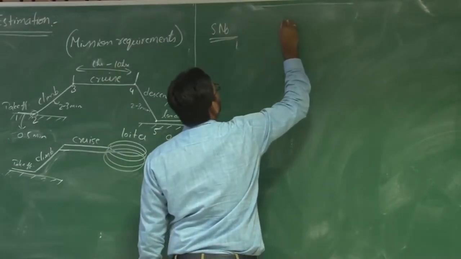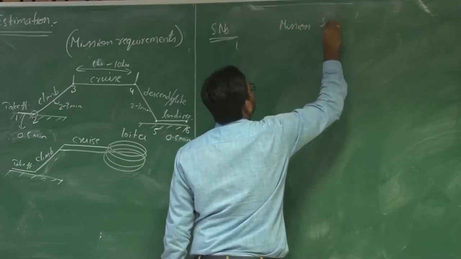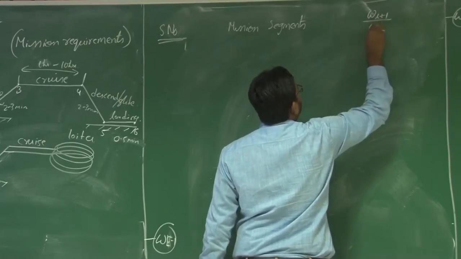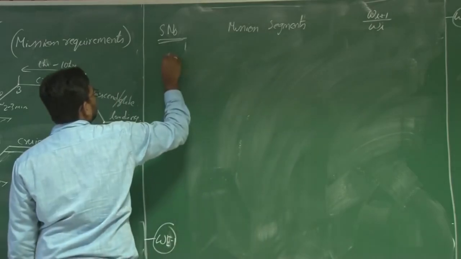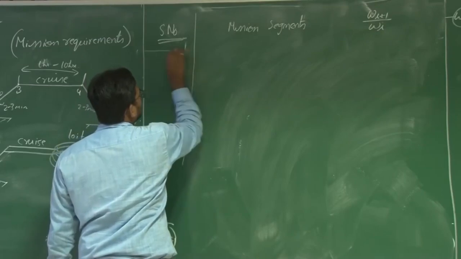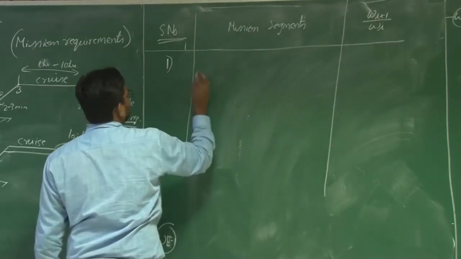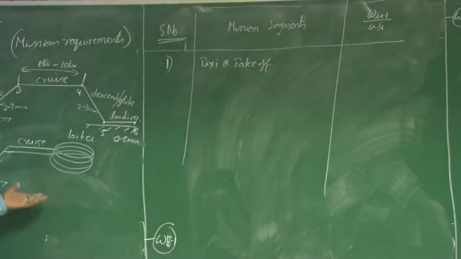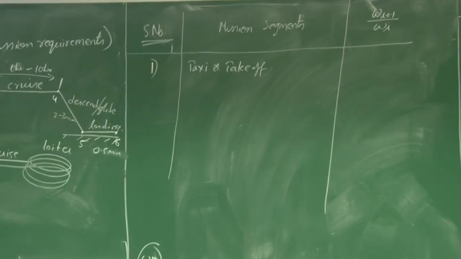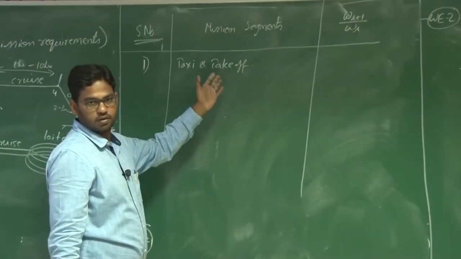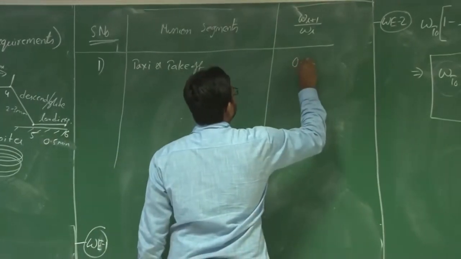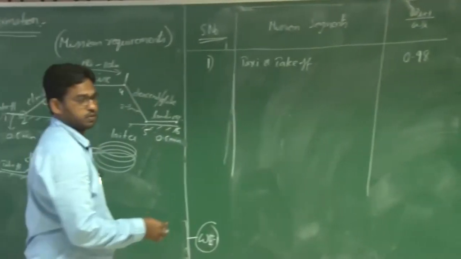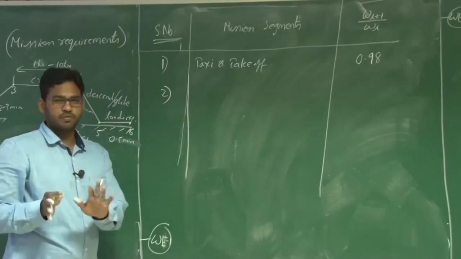So, serial number, mission segments, and weight fractions. Let us say first, taxi and takeoff. You can't lift an 800 kg UAV. Definitely from your hangar you have to take it to the runway. So you need to do a taxi. At the same time you need to take off from the launch point, right? So the typical value of this is 0.98, right? This is from the historical database of 130 to 150 UAVs, right?